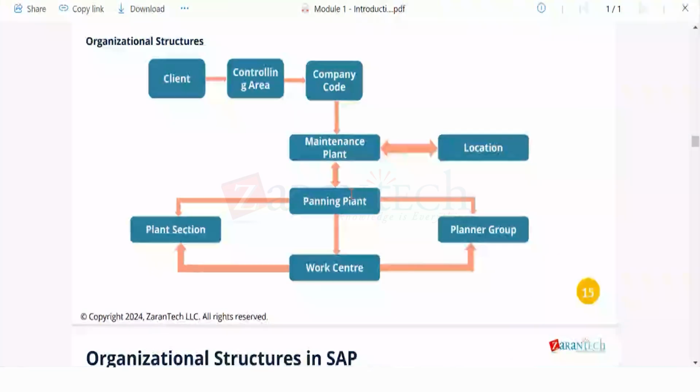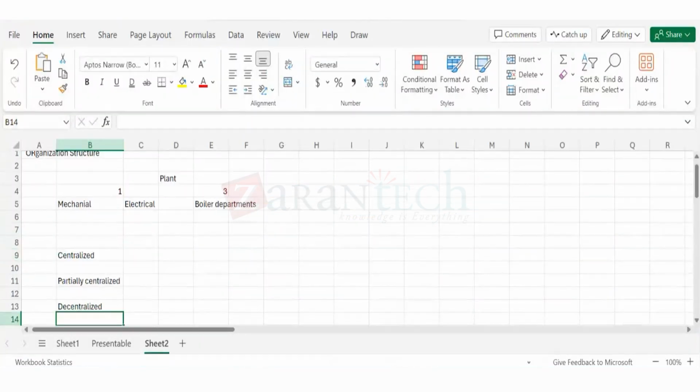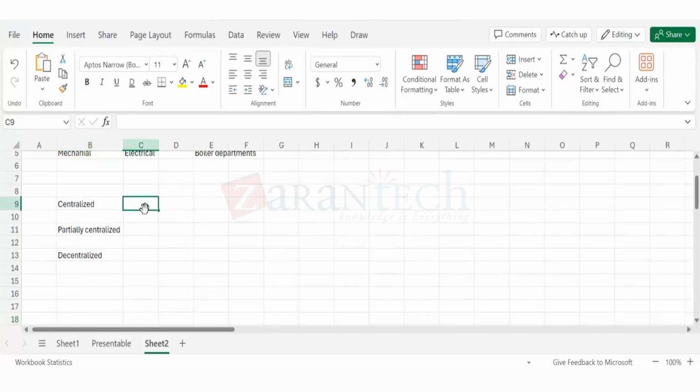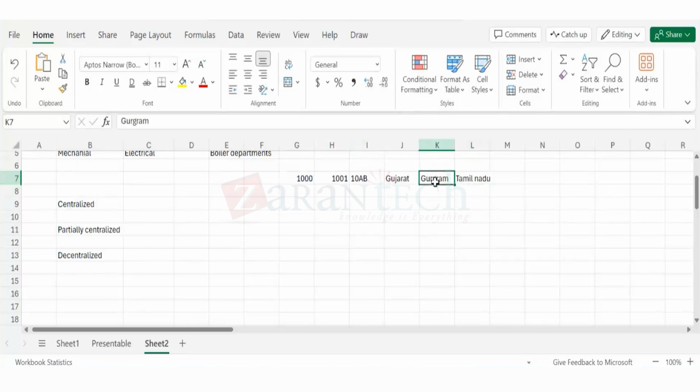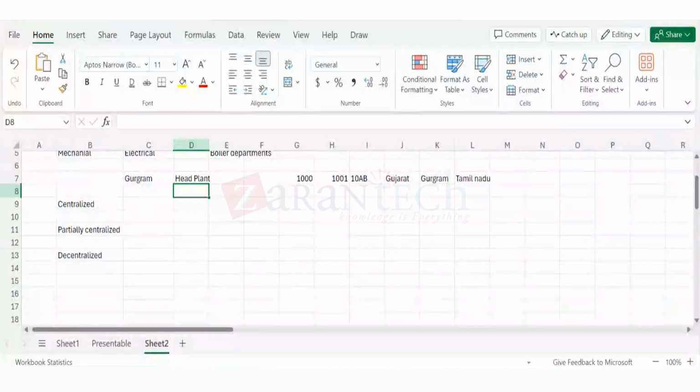There are three kinds of planning. We have completely three kinds of planning: centralized planning, partially centralized planning, and decentralized planning. Suppose we have 1,000 plants in one. Just suppose we say, okay, what is the planning plant? The planning plant is completely that plant which is liable to take all the maintenance decisions. The maintenance planning plant is liable to take all the decisions for the planning. All the planning for any kind of maintenance is being done in the planning plant only.